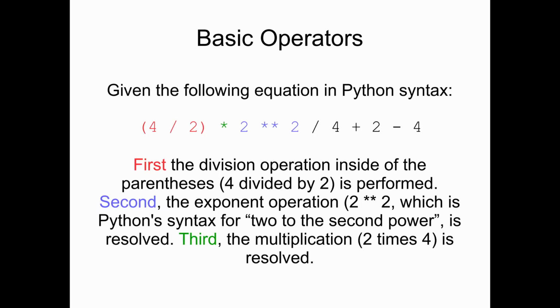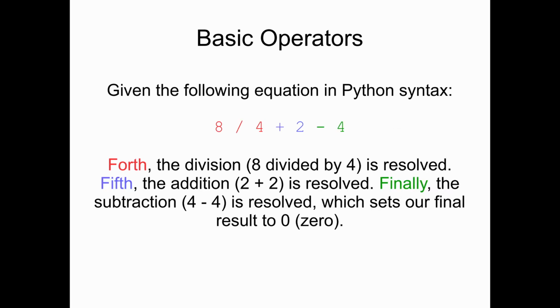Given the following equation in Python syntax, first, the division operation inside of the parentheses is performed. Second, the exponent operation, 2 ** 2, which is Python syntax for 2 to the second power, is resolved. Third, the multiplication is resolved. Fourth, the division is resolved. Fifth, the addition is resolved. Finally, the subtraction is resolved, which sets our final result to 0.